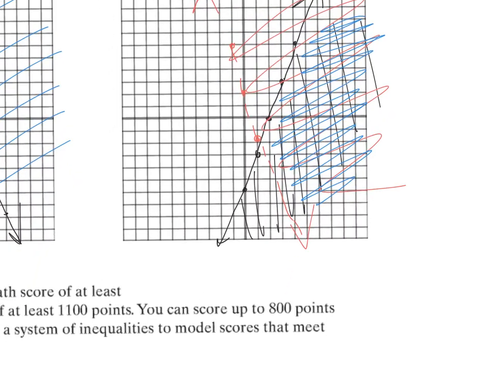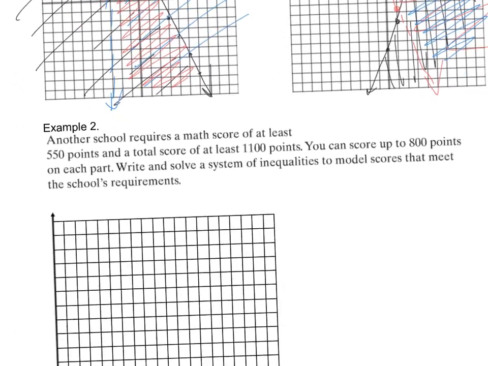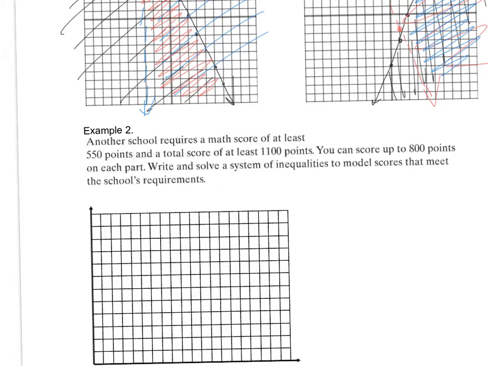So just like system of equations, you can have word problems with system of inequalities. You have to look for words like no more than, at least, greater than, as little as, as few as. So here's an example. Another school requires a math score of at least 550 points and a total score of at least 1,100 points. You can score up to 800 points on each part. Write and solve a system of inequalities to model scores that meet the school requirements.